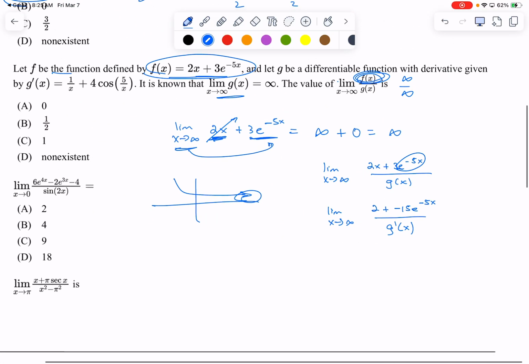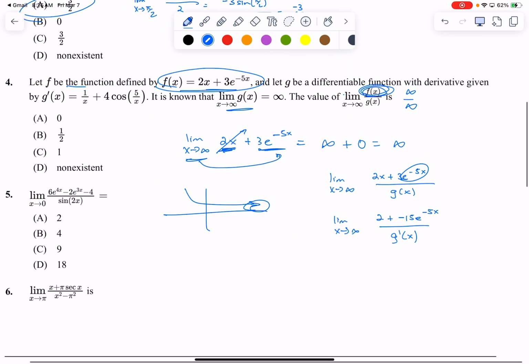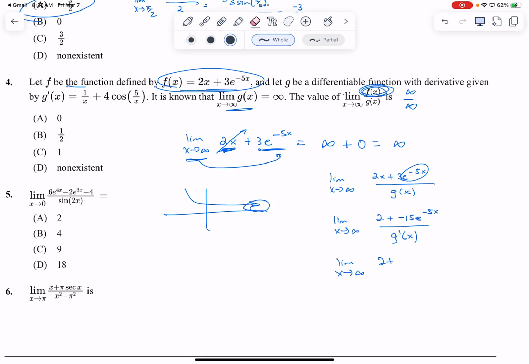Now, g prime of x is what? 1 over x plus 4 cosine. So we have 2, I could put 2 minus, could I not? 2 minus 15 e to the negative 5x. We know what g prime of x is. It's 1 over x plus 4 cosine of 5 over x.